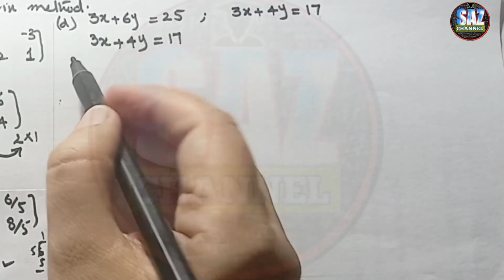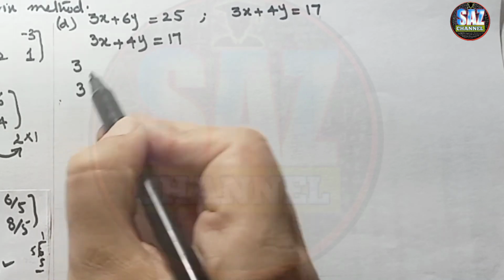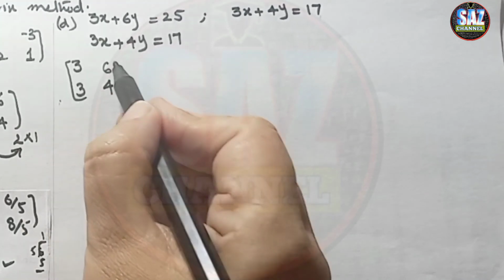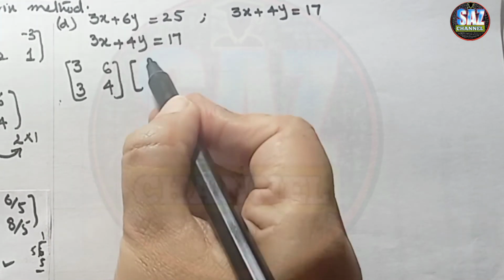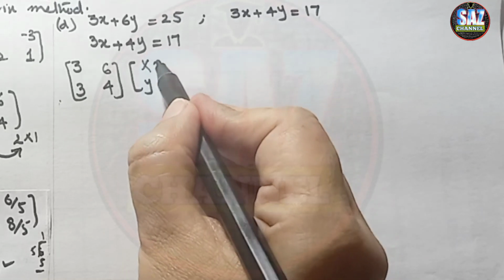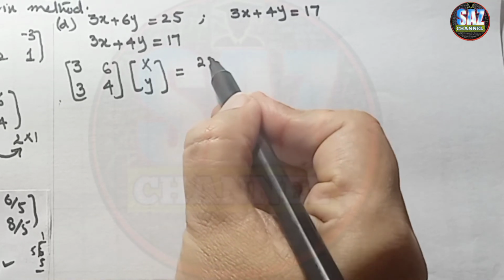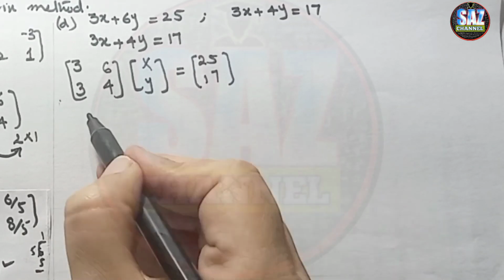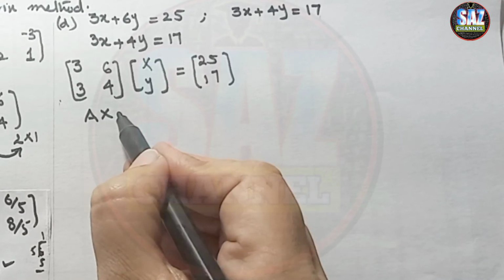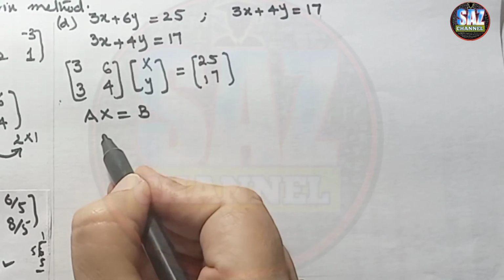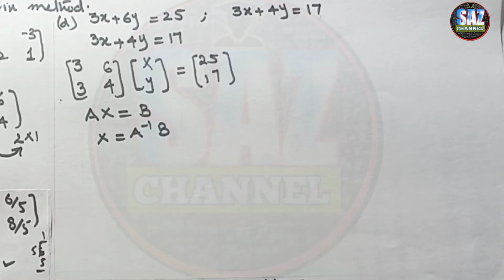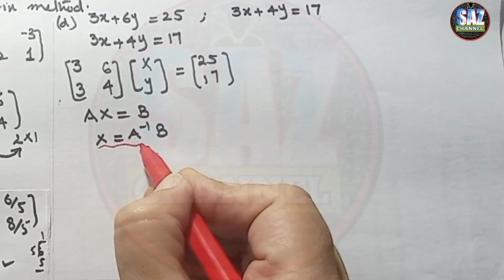Now look, I'm writing the coefficient matrix here. 3, 3, 6 and 4. Then I have to write the variable matrix x and y, equals 25 and 17. And now let me give some names, associate some variables. Ax equals b, and x equals A inverse b. This is the equation that we have to solve for the values of the unknowns.